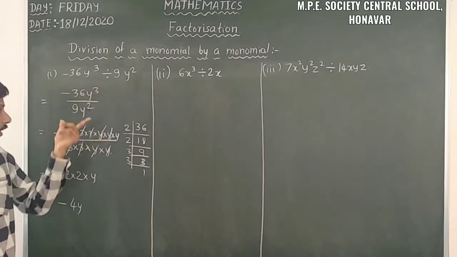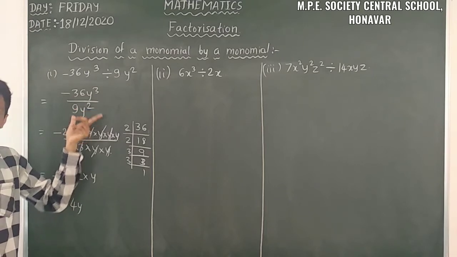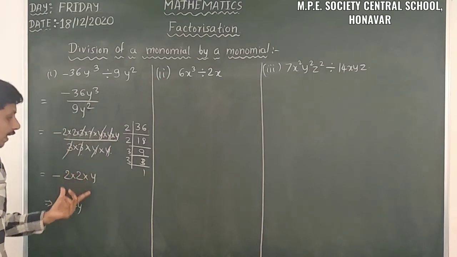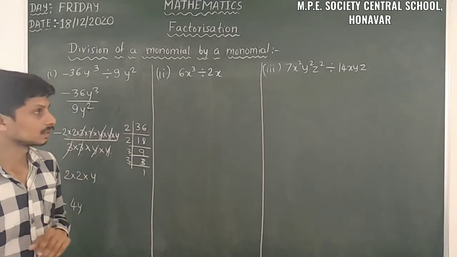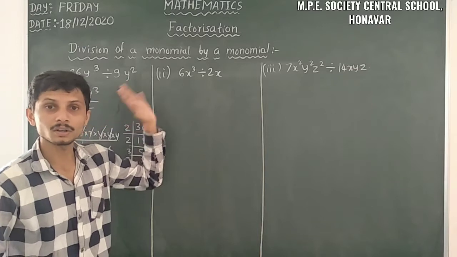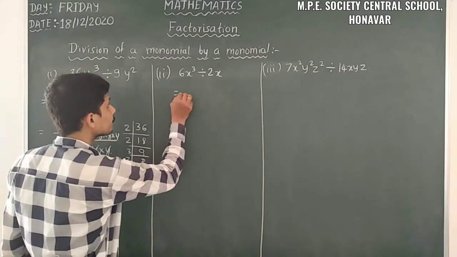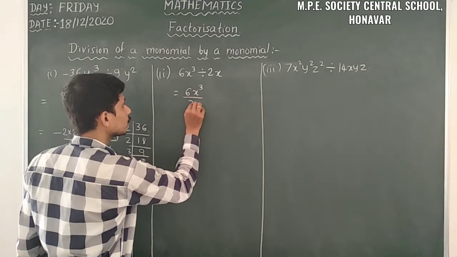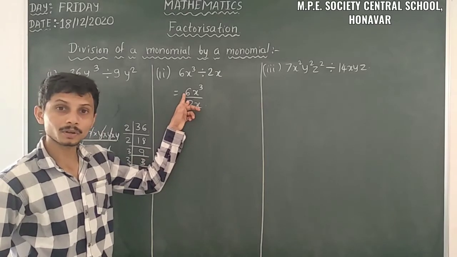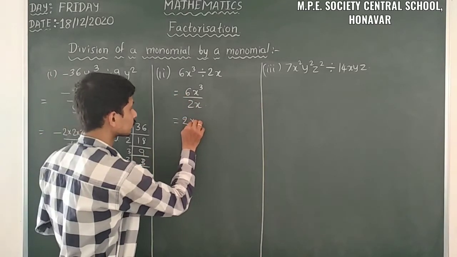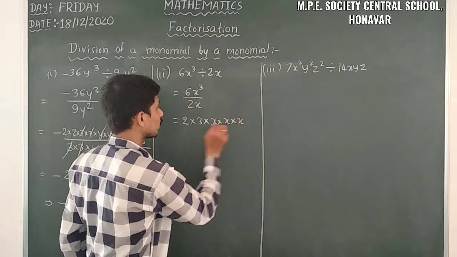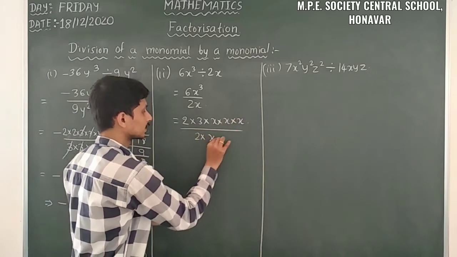So here we took the division of a monomial by a monomial. Firstly we convert it in the form of a fraction, numerator and denominator. Then we factorize the numerator and denominator separately, and then we cancel out the common factors. Let us move on to the next case, where we do the same: 6x cubed divided by 2x. Firstly write it in the form of a fraction, 6x cubed divided by 2x. Then we write 6 as a product of prime factors, 2 into 3 into x cube, which means x into x into x, and in the denominator 2 into x.